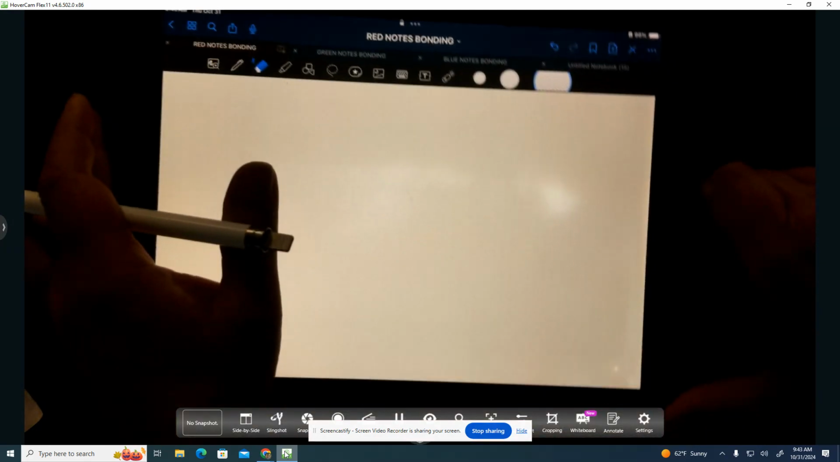Come on, screen, you can do it. Why does my iPad glitch? Okay, there it is.